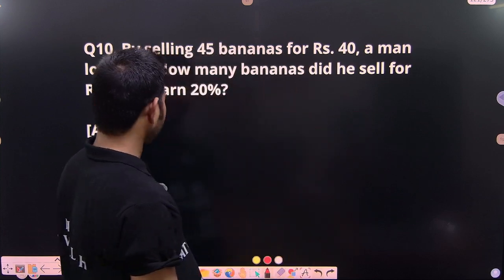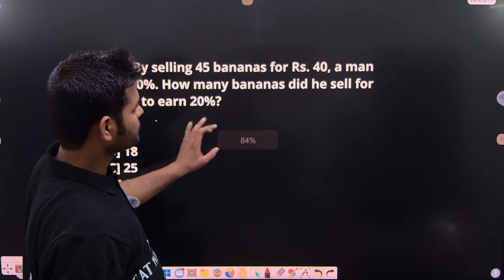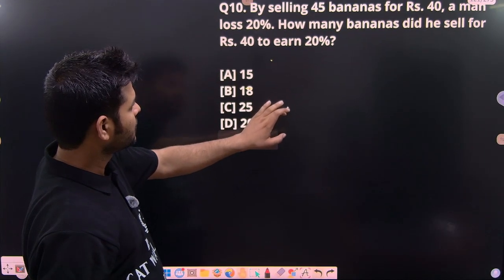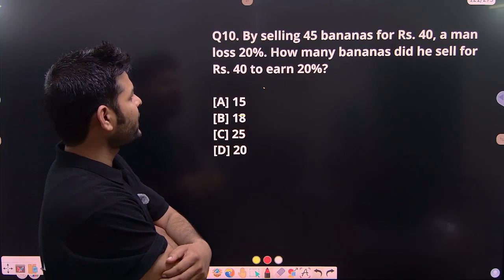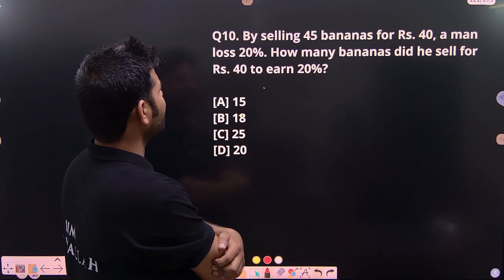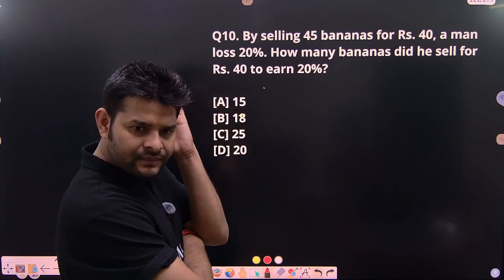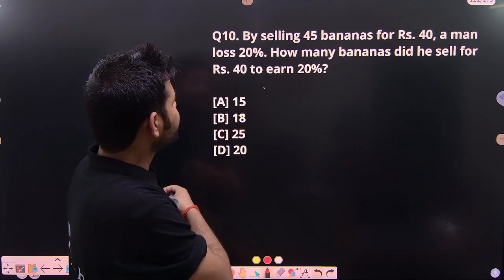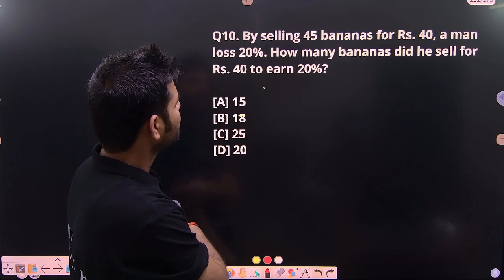So question number 10 says, by selling 45 bananas for rupees 40, a man loses 20%. Now that formula can be applied here. How many bananas did he sell for rupees 40 for a gain of 20%?